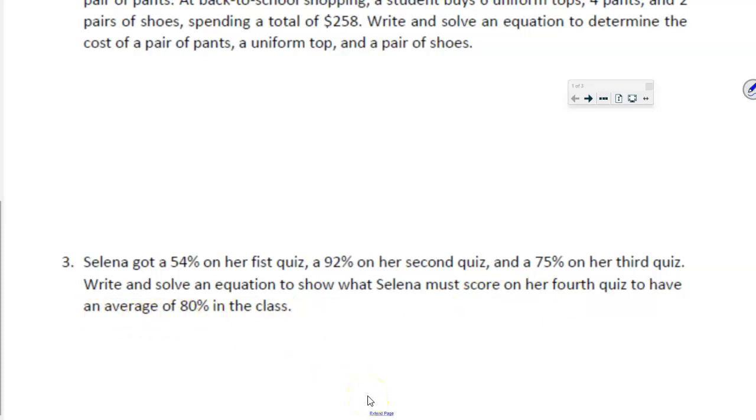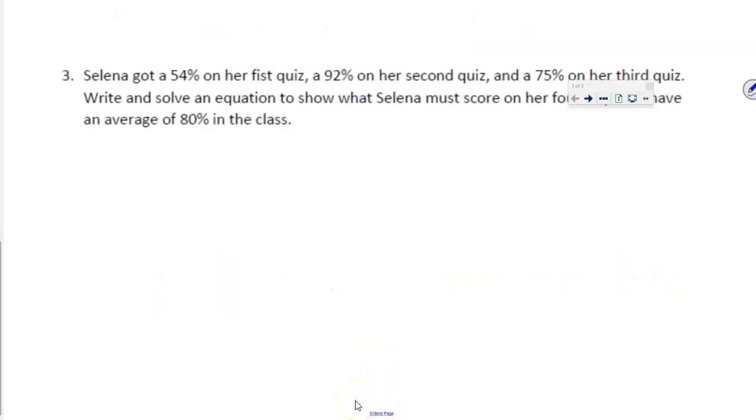Notice how similar this problem is to our last problem. Pause the recording and give yourself a chance to get started on it. Now that you've had a chance to get started on it, let's go over it. Again, I'm going to begin by writing down the pieces of information that I know.